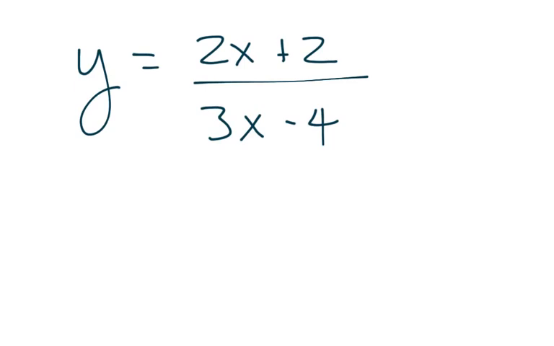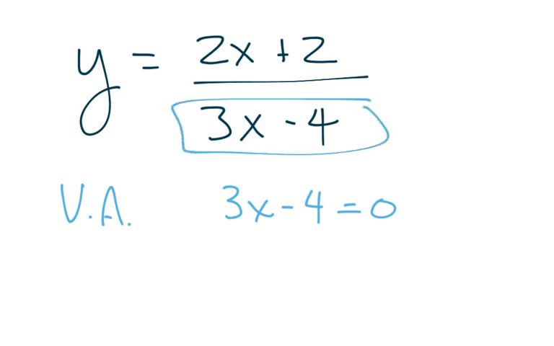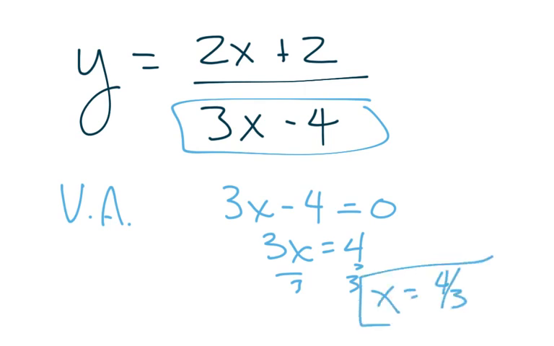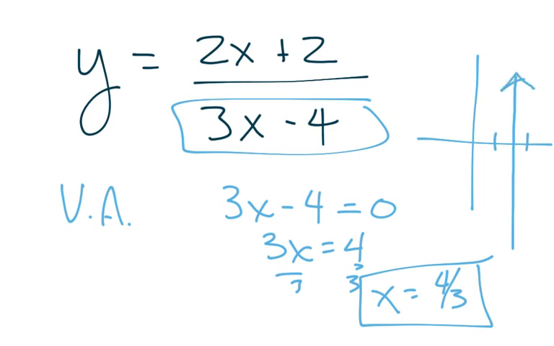Well, what about this now? It's kind of changed form. To find the vertical asymptote, you still just need to take the denominator and set it equal to 0. Because wherever this is 0, that's bad. That whole fraction is undefined. So we would say 3x minus 4 equals 0, so 3x equals 4, and we divide both sides by 3, and we get x equals 4/3. So the vertical asymptote is at 4/3, which is also the same thing as about 1.33.